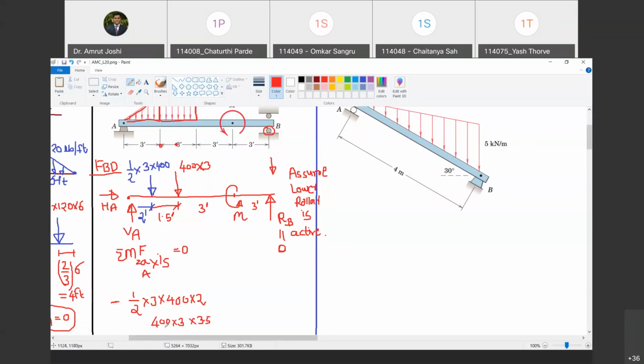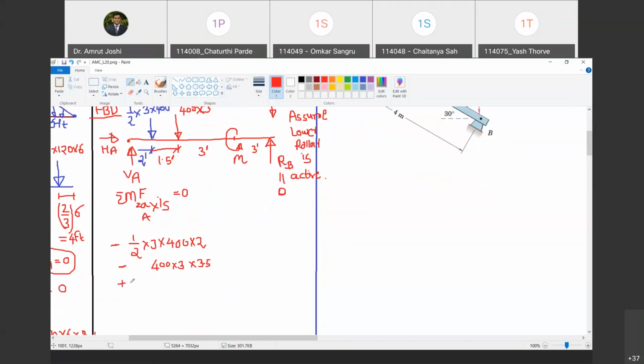Anyway, so 400 into 3 into 3.5. So how much is that? Minus, because it is anti-clockwise. Then what is the sign of this M? Plus, because it is anti-clockwise. And moment can be transferred as it is anywhere in its plane. Happy? Yes, sir. And this is equal to 0. There will be no moment from RB because RB itself is 0. Yes, sir. So now solve this. Tell me the value of M.